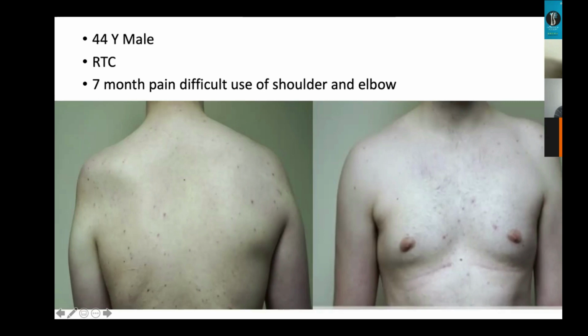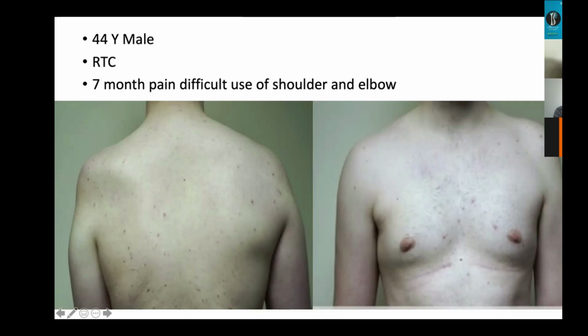So first of all, to make it easy for you, I will examine 3 muscles in the front, 3 muscles in the back, and the rotator cuff muscles. 3 muscles in the front: these are the deltoid, pec major, and latissimus dorsi. 3 muscles in the back: rhomboids, trapezius, and serratus anterior. And then the rotator cuff muscles.